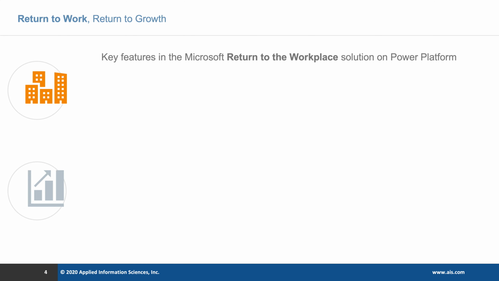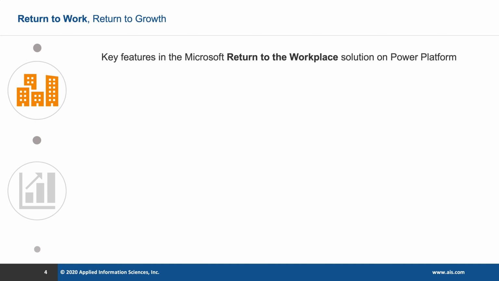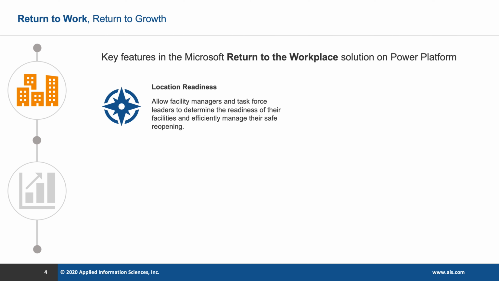Now, when we think about return to work, let's talk about what that looks like. We start with this Microsoft solution. It's called Return to the Workplace. And this is a set of applications that we can deploy right into your Microsoft 365 tenant using Power Platform. And they really take on four features. The first is location readiness. Here we're providing facility managers with the tooling that they need to get their locations ready so that they can safely and efficiently reopen those locations.